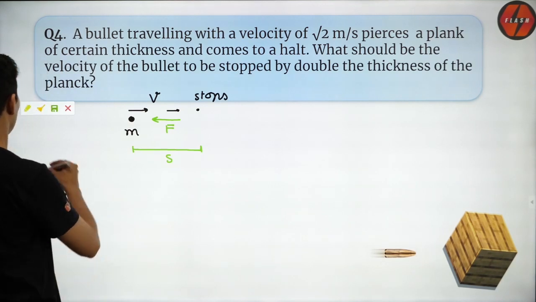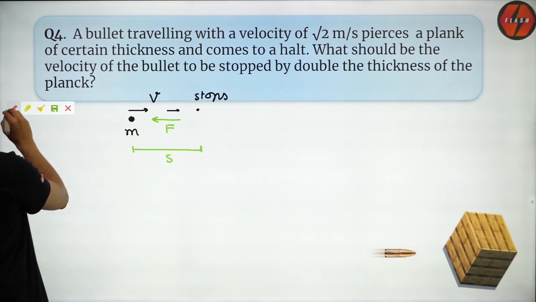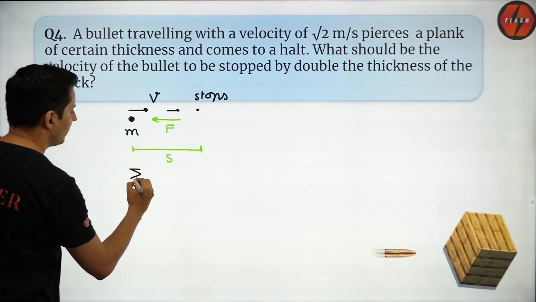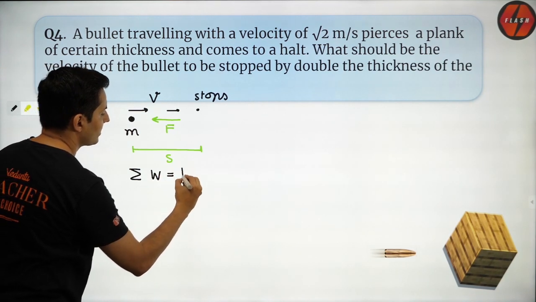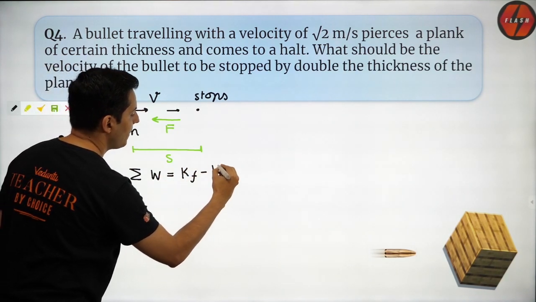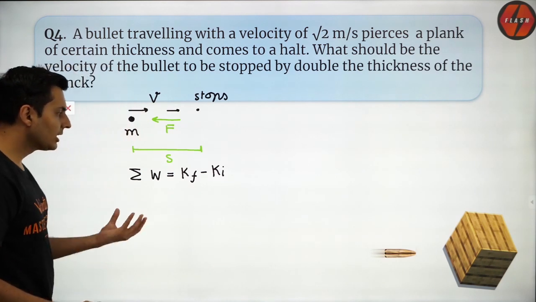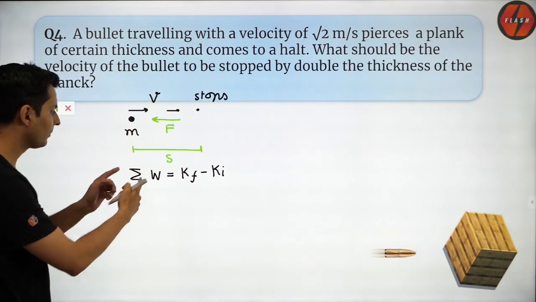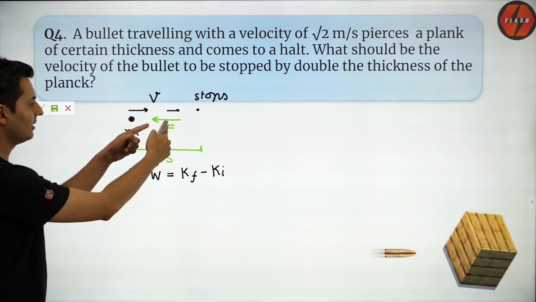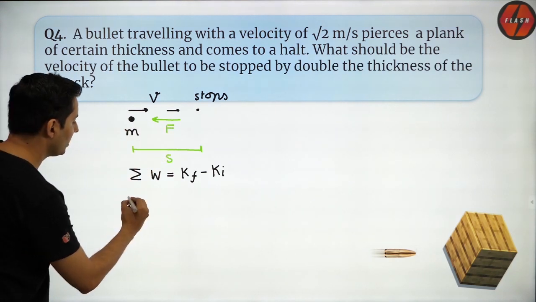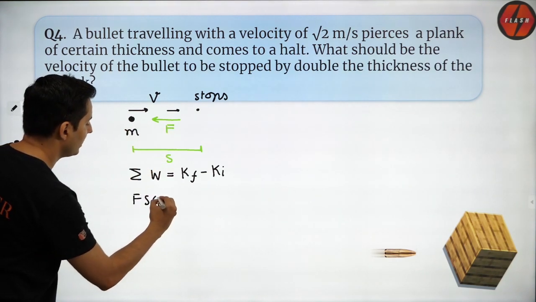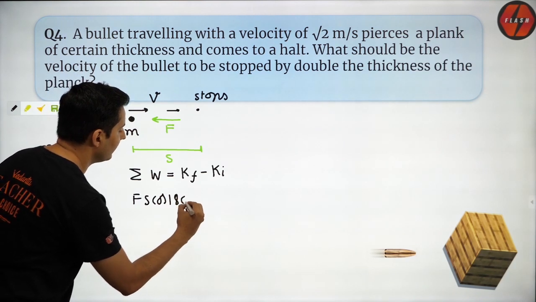All right, so here is what I'm going to write. The net work done by all the forces is final kinetic energy minus initial kinetic energy. That's your work kinetic energy theorem. Which force is doing work? This retarding force. How much work? F into S into cos 180 degrees.